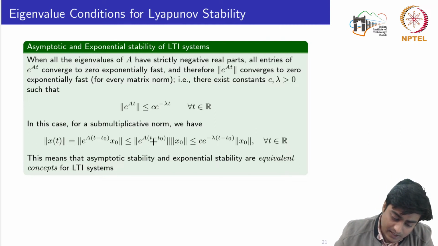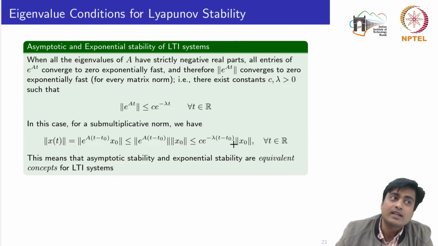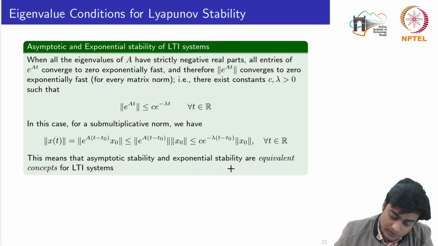So you can also see a technical proof of this: for a submultiplicative norm, if I compute the norm of the signal x, which is given by e to the power A(t minus t naught) times some initial condition x naught, the norm of this quantity would always be less than or equal to the multiplication of their individual norms. Right? And this one we can replace by replacing the time t by t minus t naught. There exist two scalars c and lambda, and finally we obtain this, which is basically the definition of the exponential stability for LTI systems. So these two definitions are equivalent for LTI systems.